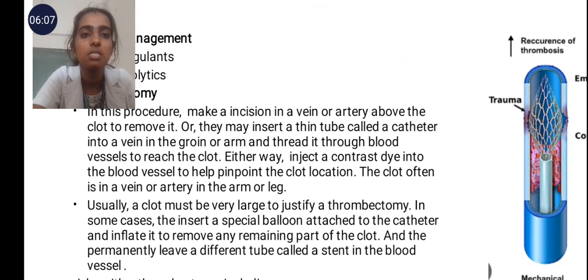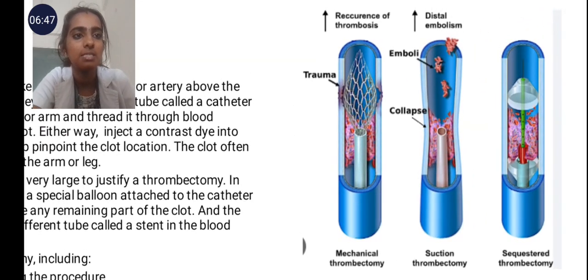In this procedure, they make an incision in a vein or artery above the clot to remove it, or they may insert a thin tube called a catheter into the vein, in the groin or arm, and then thread it through the blood vessel to reach the clot. Either way, they inject a contrast dye into the blood vessels to help pinpoint the clot location. The clot often is in a vein or artery in the arm or leg. Usually the clot must be very large to justify a thrombectomy. In some cases, they insert a special balloon attached to the catheter and inflate it to remove any remaining part of the clot, and permanently leave a tube called a stent in the blood vessel like this.